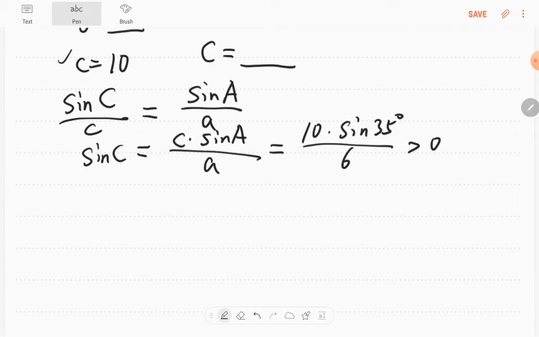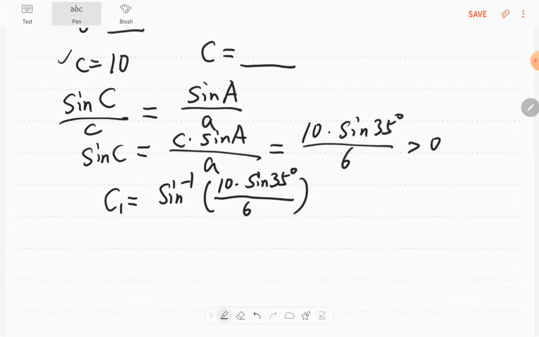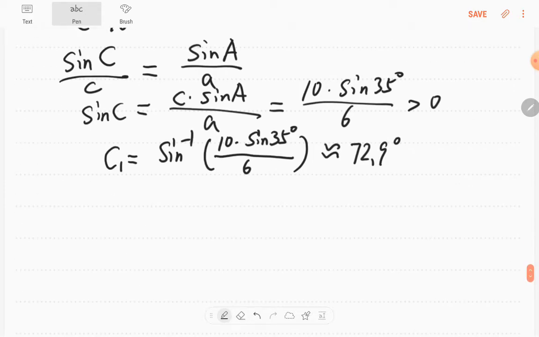So one angle C1 is equal to sine inverse of this number. This one will give you an angle less than 90 degrees, but greater than 0 because this is a positive number. So it will tell you that this angle would be approximated by 72.9 degrees. Another choice of C is the supplementary angle of C1, which is 180 degrees minus C1, right?